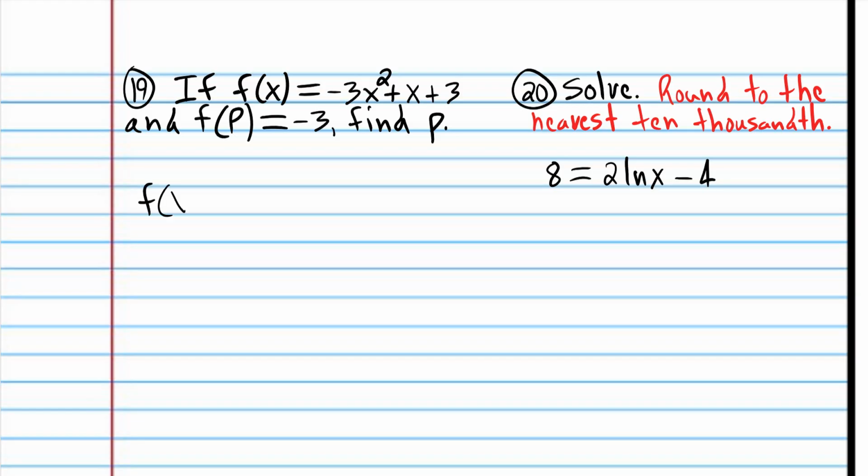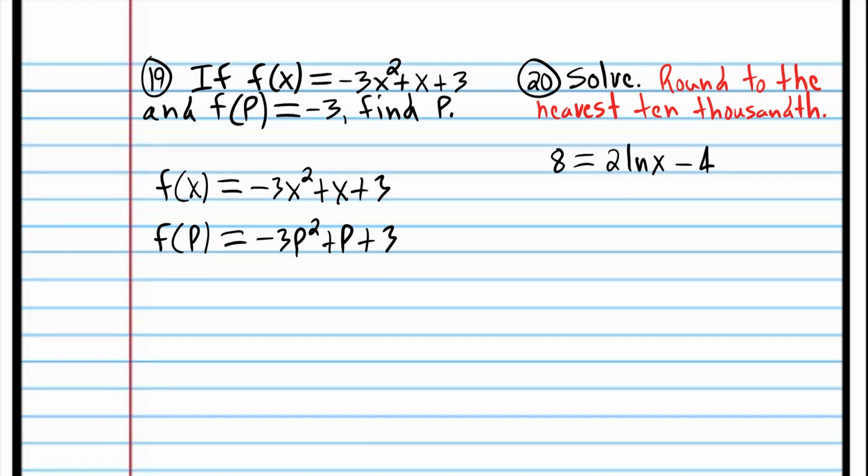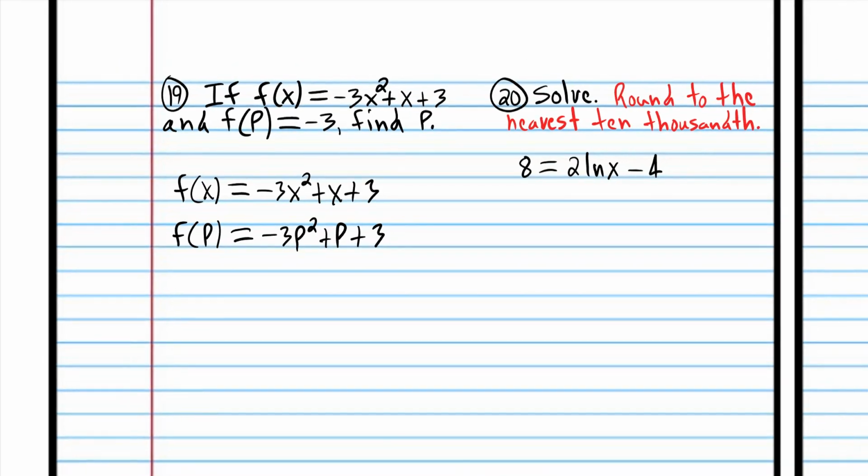So the problem tells us that f of x is equal to negative 3x squared plus x plus 3. If that's true, then that means that f of P, and that's a capital P, so I should probably make this a capital P too. If that's true, then f of P is equal to negative 3P squared plus P plus 3. Alright, that's just the definition of the function.